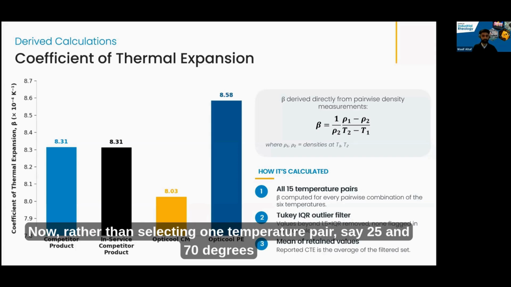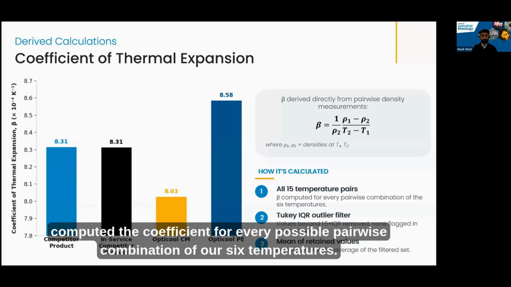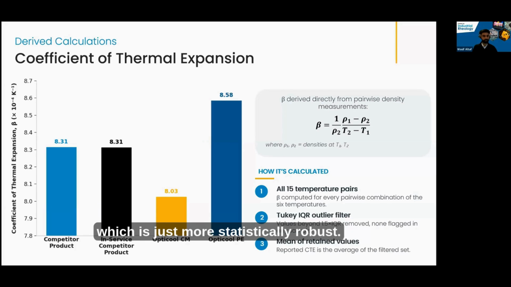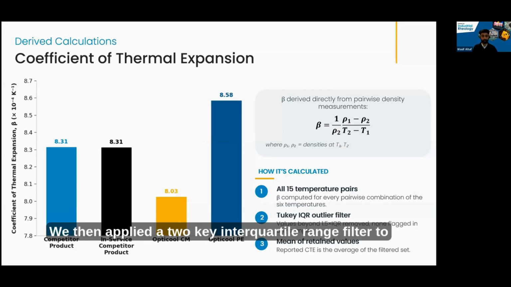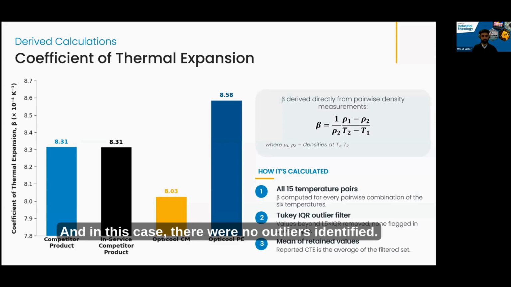Now, rather than selecting one temperature pair, say 25 and 70 degrees C, and calculating a single value from that, we computed the coefficient for every possible pairwise combination of our 6 temperatures, and that gives us 15 pairwise calculations per sample, which is just more statistically robust. We then applied a Tukey interquartile range filter to those values before taking the mean as a standard outlier detection method, and in this case, there were no outliers identified.